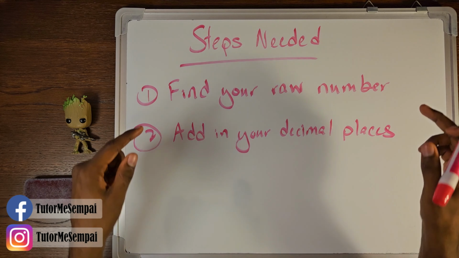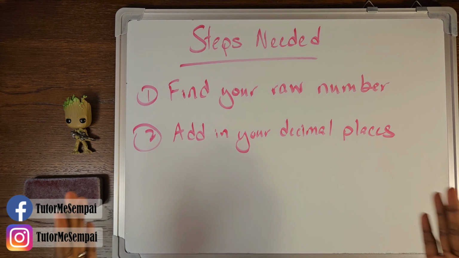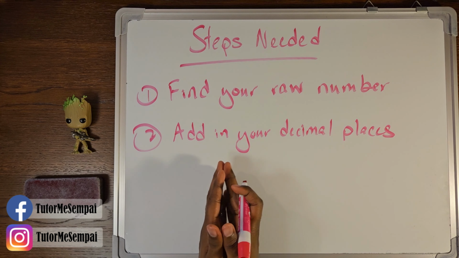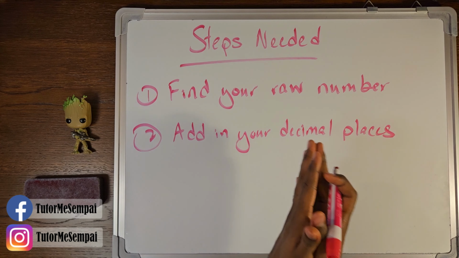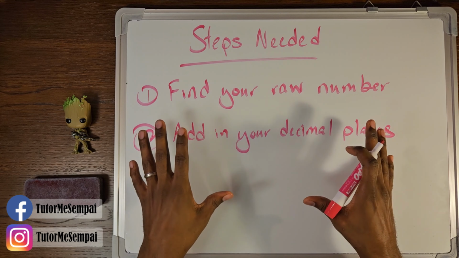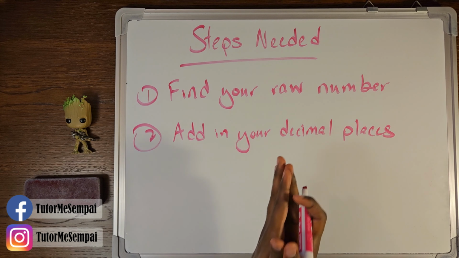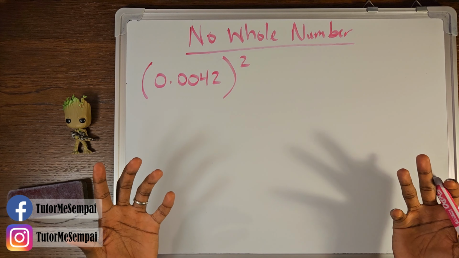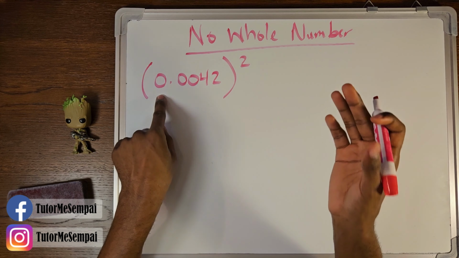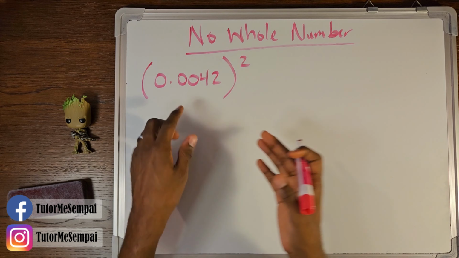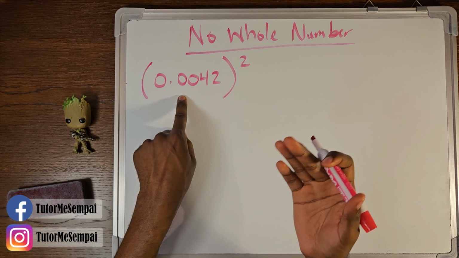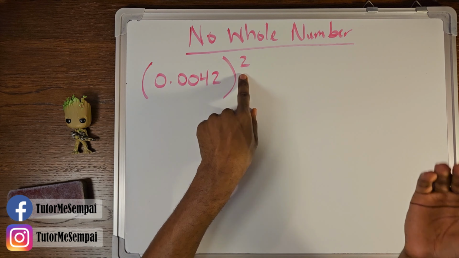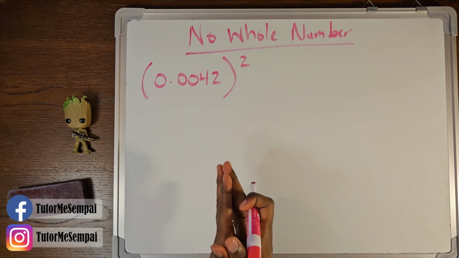So your first step, find your raw number. Your second step is add in your decimal places. With these 2 steps, you'll be able to raise any of your decimal numbers to whatever power. And we're going to use these 2 steps to tackle our 2 examples for today. So let's jump into our first one. In our first example for today, we're going to tackle something that doesn't have a whole number. So we're going to raise this 0.0042 or 42 10,000ths to the second power. And we're going to do that using our 2 steps.